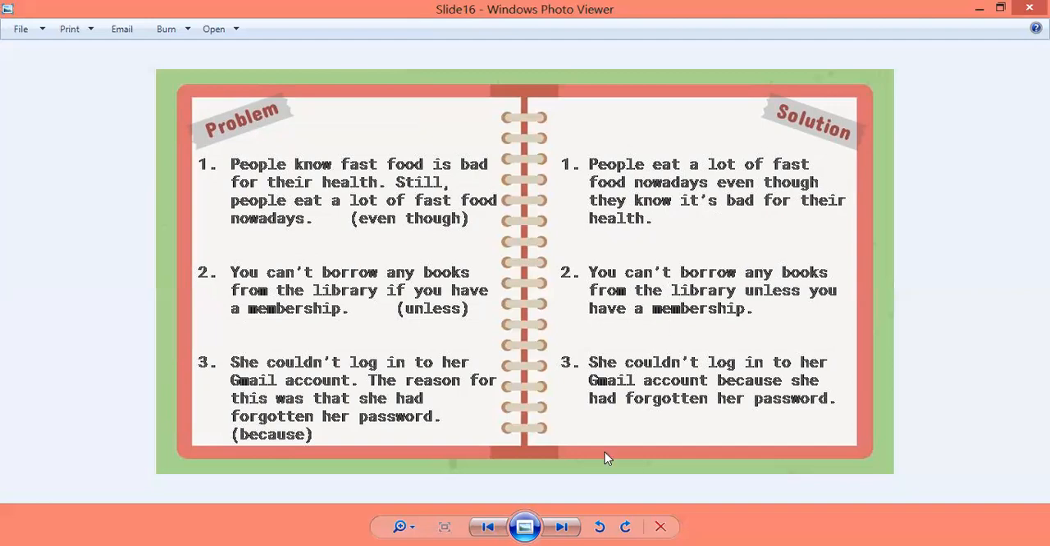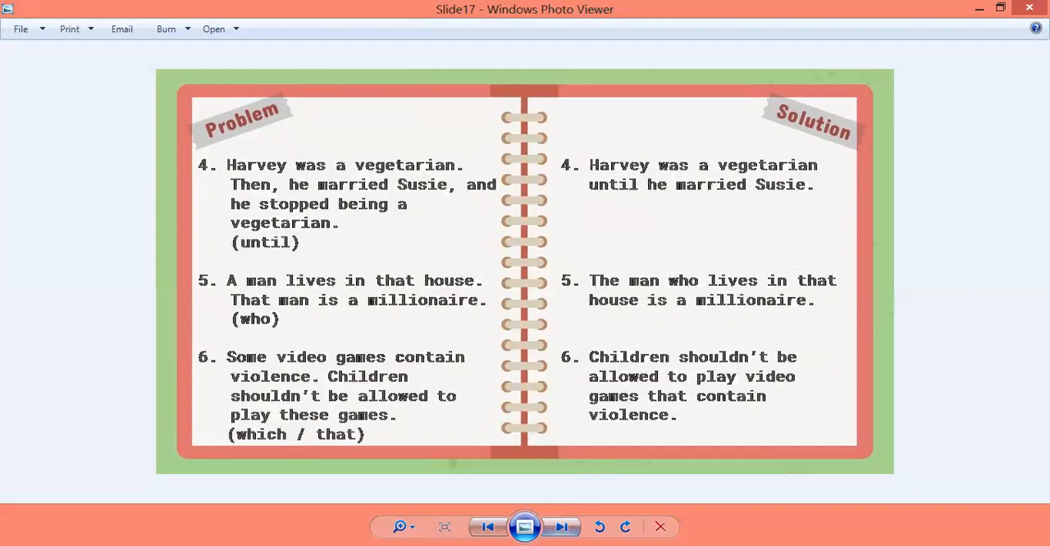And now I'm about to change the slide. Rest of the questions 4, 5, and 6, you can again pause and just refer. They are very easy. You are supposed to use the word in the bracket. Generally, bracket में जो word है उसको use करके हम पूरा sentence छोटा कर देते हैं. Here, fourth one I'll refer so you can understand. Harvey was a vegetarian. Full stop. Then he married Susie and he stopped being a vegetarian.